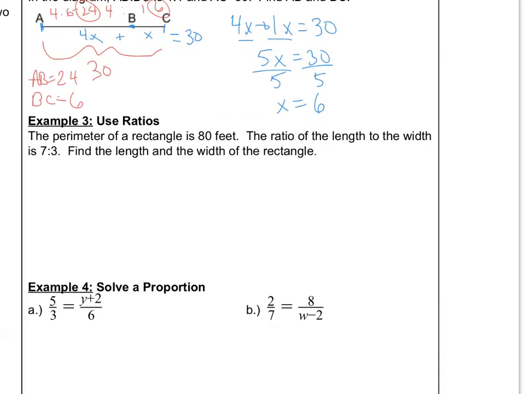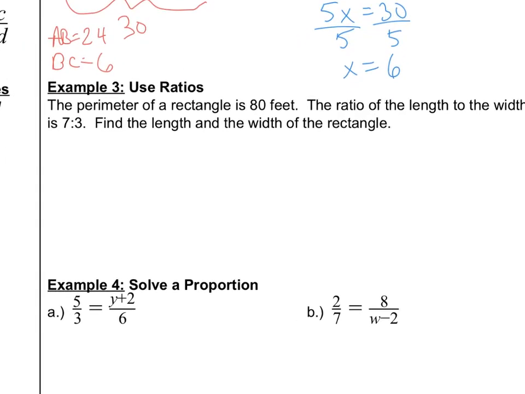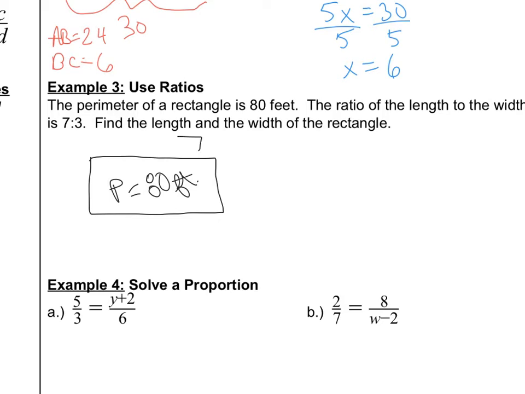So look at example 3. It says the perimeter of a rectangle is 80 feet. Before I go any further, I'm going to draw a rectangle, as you should as well. Now perimeter, P, is 80 feet. It says the ratio of length to width is 7-to-3. So I'd say it's a 7-to-3 ratio, which basically means that I would call the width 3x and the length 7x.